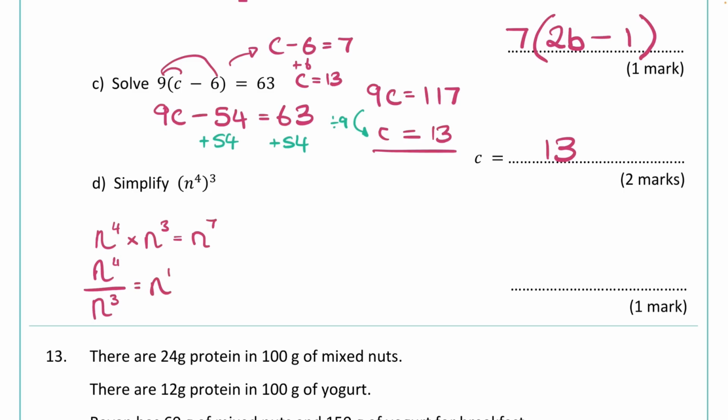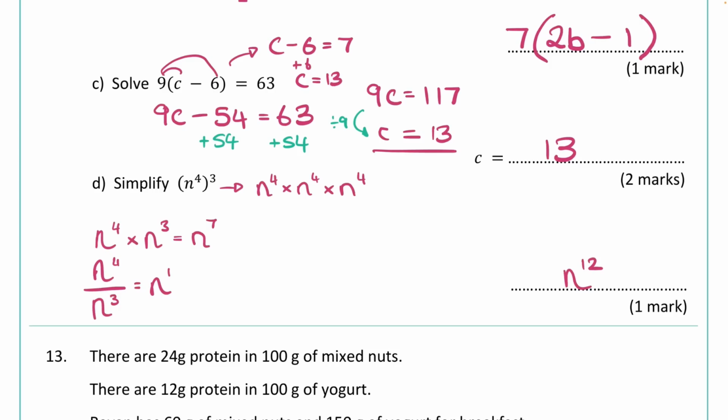But this one here is in brackets, and when it's in brackets, although it's a slower way of doing it, just remember that means n to the power of 4 times another n to the power of 4 times another n to the power of 4. And most people know when you are multiplying, you can add the powers, and 4 plus 4 plus 4 gives us the power of 12.